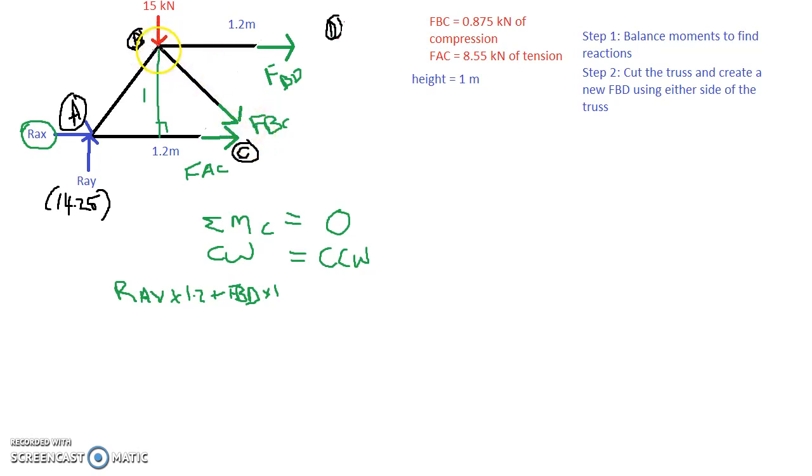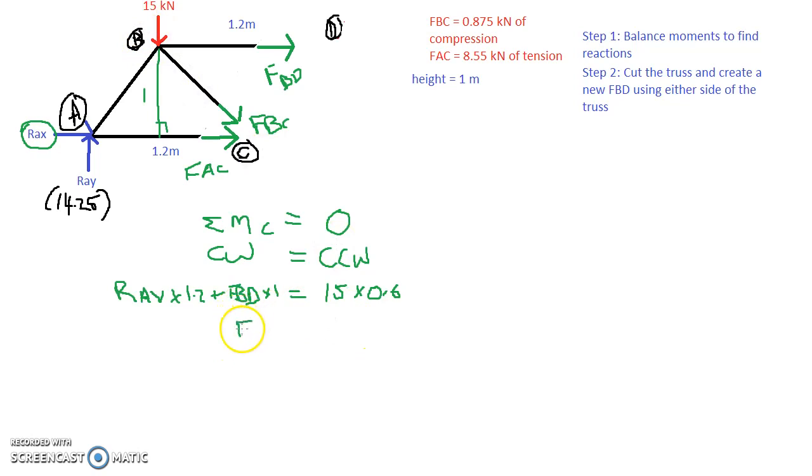But we also have that 15 kilonewton force that's acting in the counterclockwise direction. So we have 15 times a distance of half of this length, which is 0.6. So again, it's a very easy mathematical problem. I haven't eliminated the 15 kilonewton from my equation, but that's fine because it's at a right angle, so there's no components to worry about.